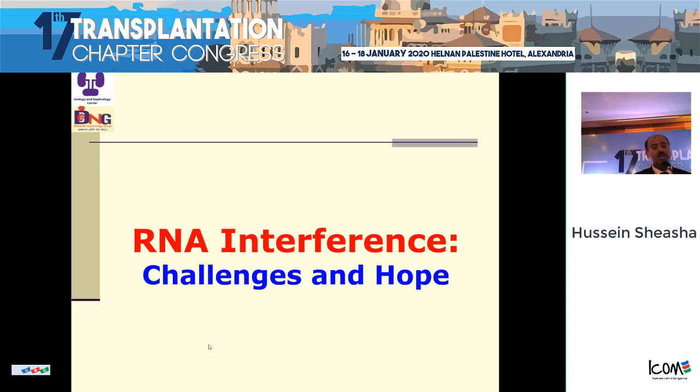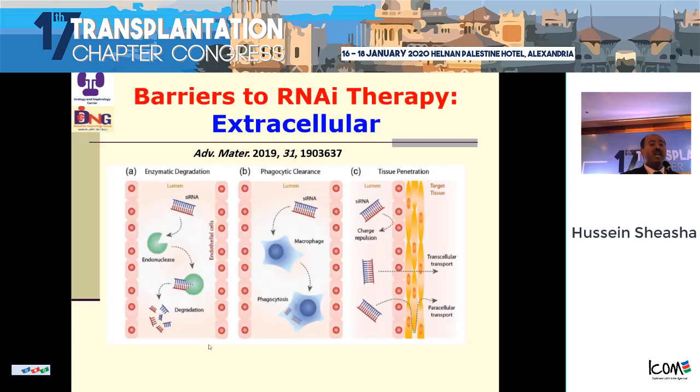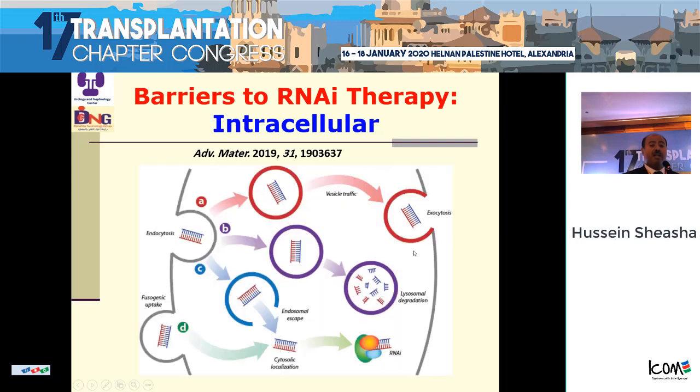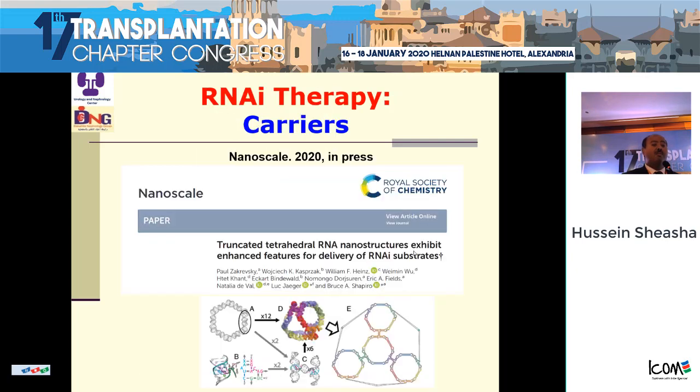The most important point is how to face the challenges of RNA interference therapeutics after refinement of the carriers, to know the pathways, because RNA may be degraded by endonucleases or even phagocytosed by phagocytes, or there may be a barrier to entering the cell membranes because of negative charge, or even inside the cell, the RNA may be exposed to exocytosis or other mechanisms.